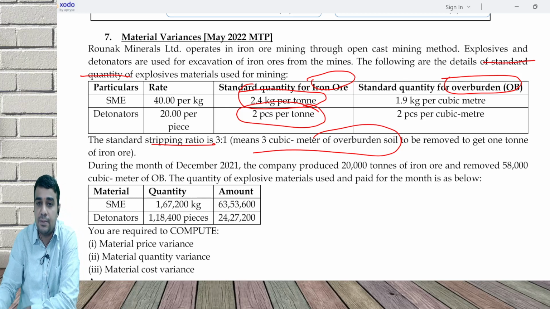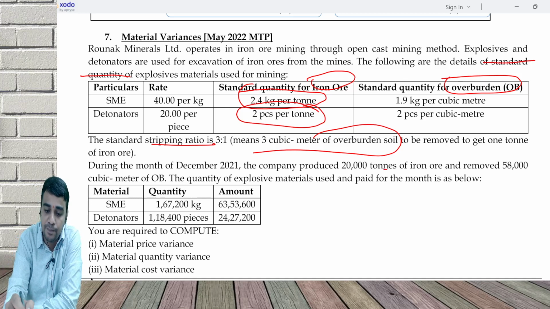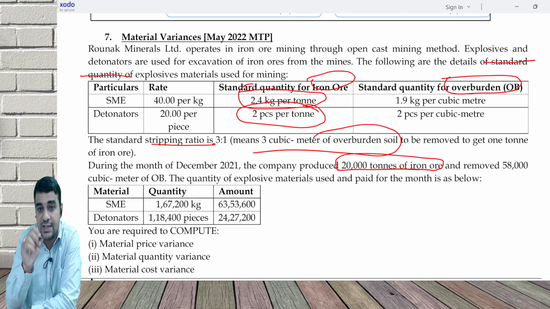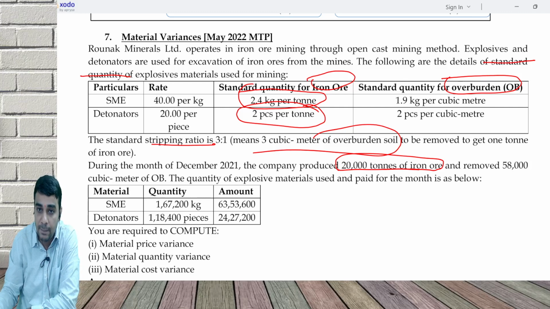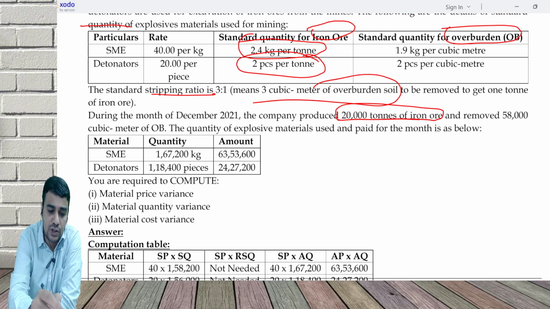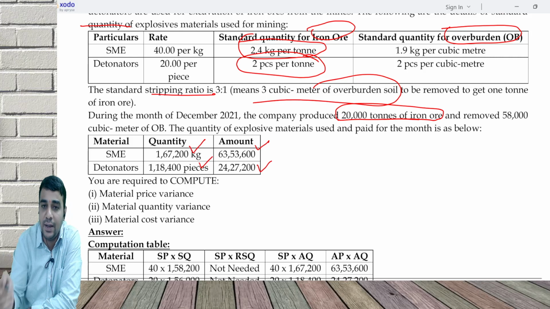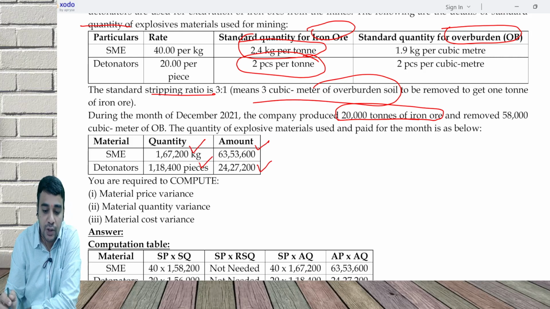During the month of December 2020, the company produced 20,000 tons of iron ore. For this 20,000, SQ is equal to AO into input by output. Then 58,000 cubic meter of overburden. For this also, the input output ratio. Actual quantity used is 167,200, 118,400, 65,53,600, 24,27,200. You are required to compute material price variance, material quantity variance, material cost variance.